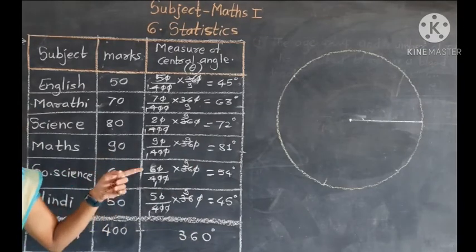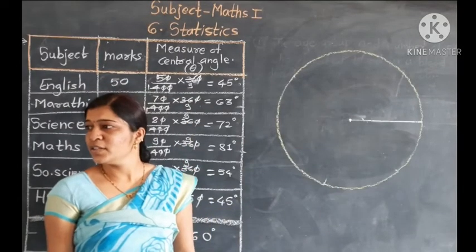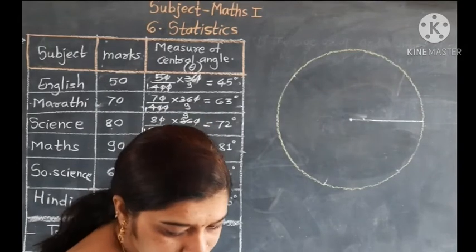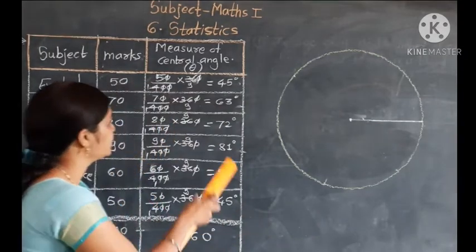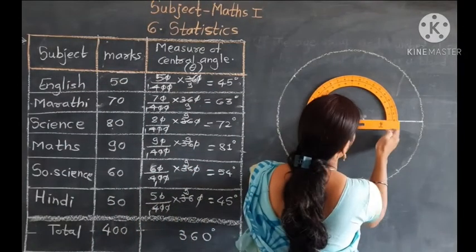Now similarly, the process for drawing the pie diagram. First draw a circle, then the first angle is of 45. Draw the first angle of 45.